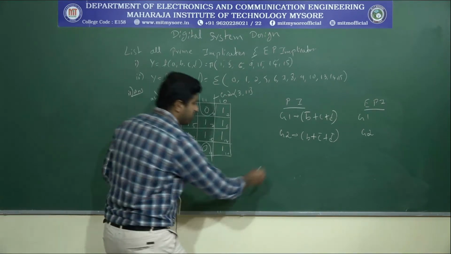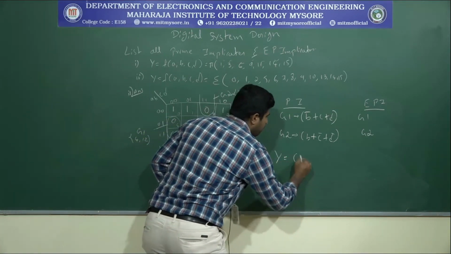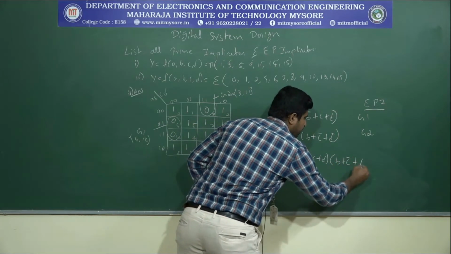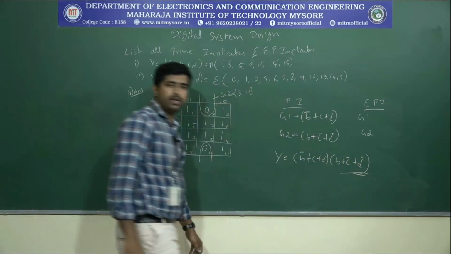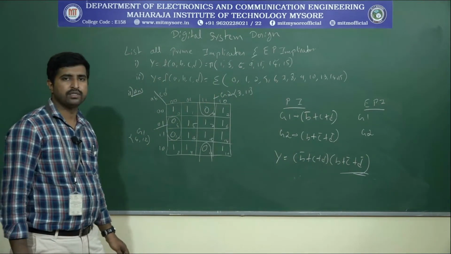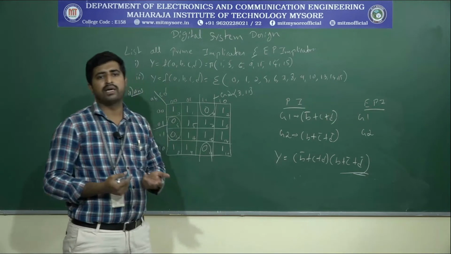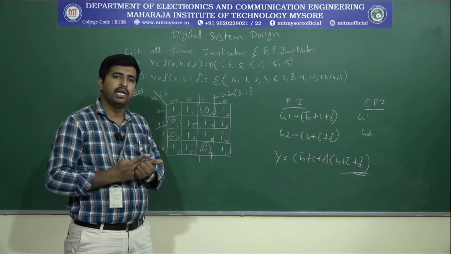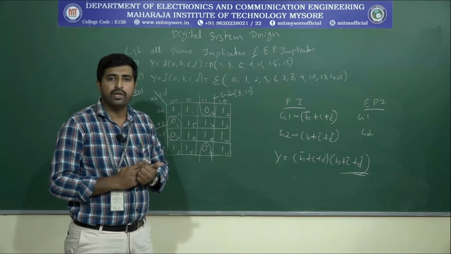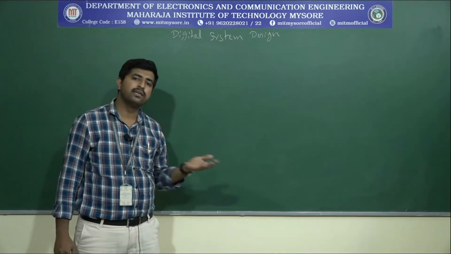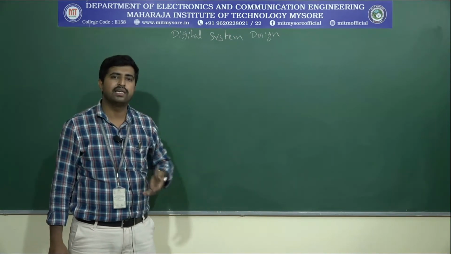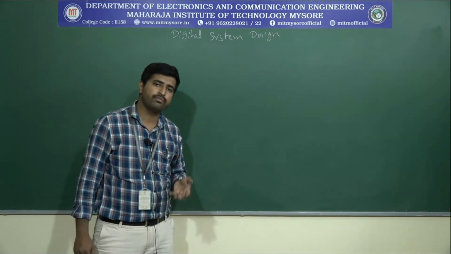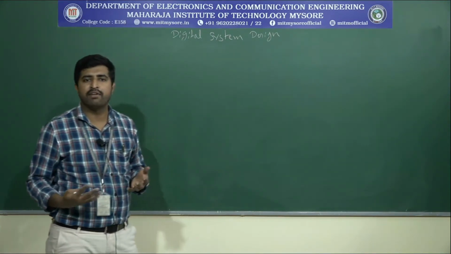Okay, and then the simplified expression will be B bar plus C plus D, into B plus C bar plus D bar. So this is the simplified expression. I hope you understood how to find the prime implicates and essential prime implicates for a given Boolean function. Sometimes they give exam problems where we need to write the simplified expression directly.